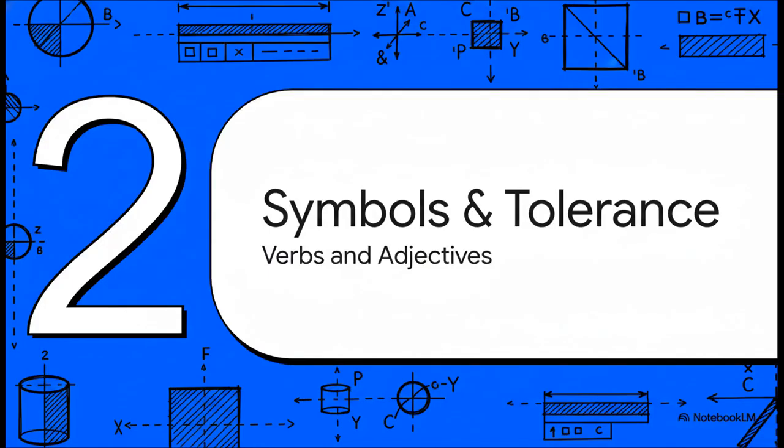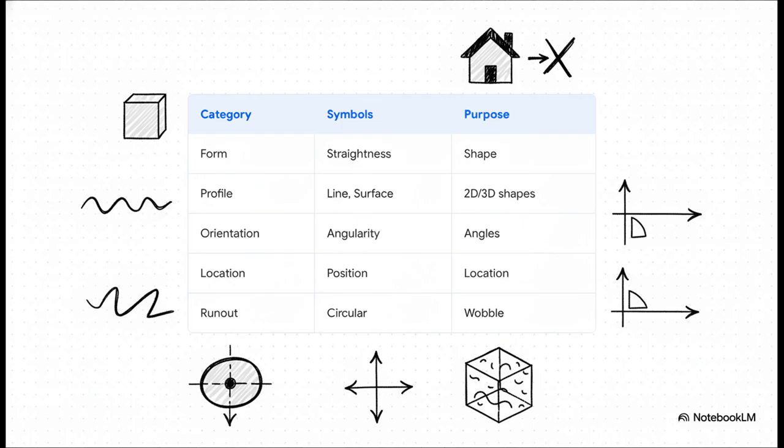Moving on to Section 2, Symbols and Tolerance Zones, the verbs and adjectives. So according to the updated ASME 2018 standards, we divide these geometric controls, our verbs, into 5 major categories. We've got form controls, which dictate the shape of a feature all on their own, no datums needed. We have profile controls for those complex 2D curves and 3D surfaces.